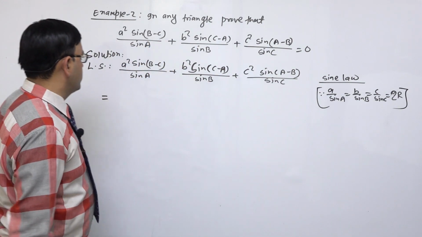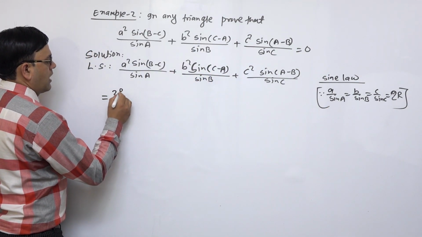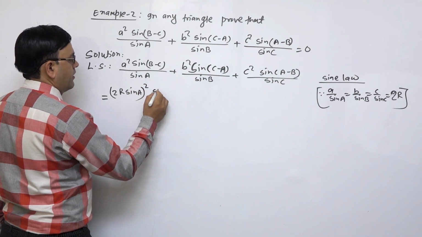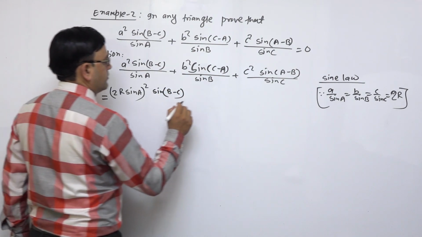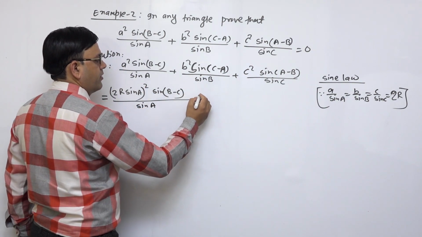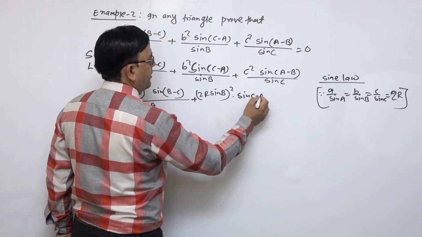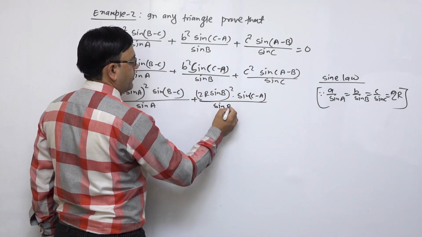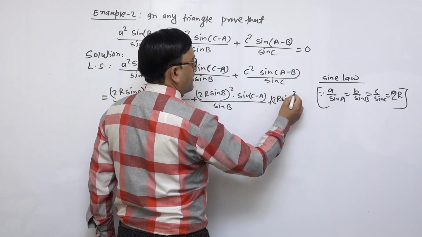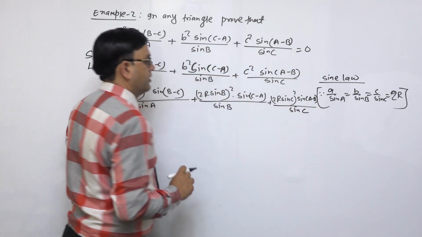Now according to this, in place of a we put 2r sin a. So a square is (2r sin a) whole square times sin(b minus c) by sin a, plus b square means (2r sin b) whole square times sin(c minus a) by sin b, plus c square means (2r sin c) whole square times sin(a minus b) by sin c.